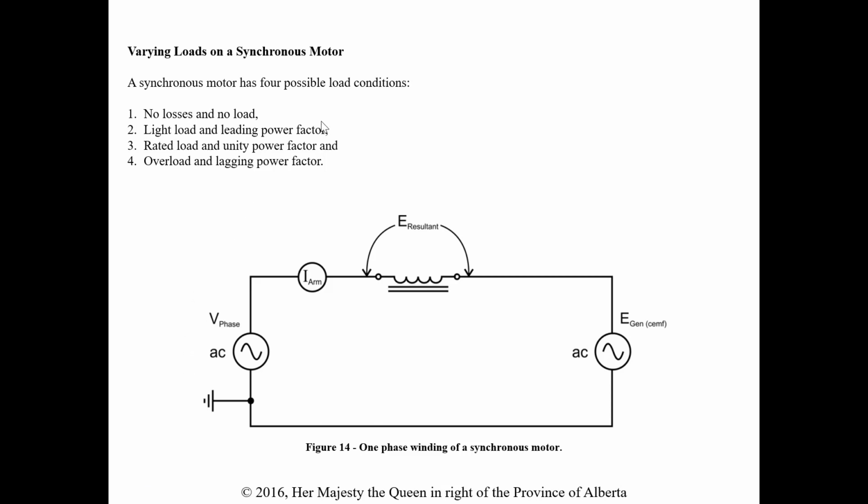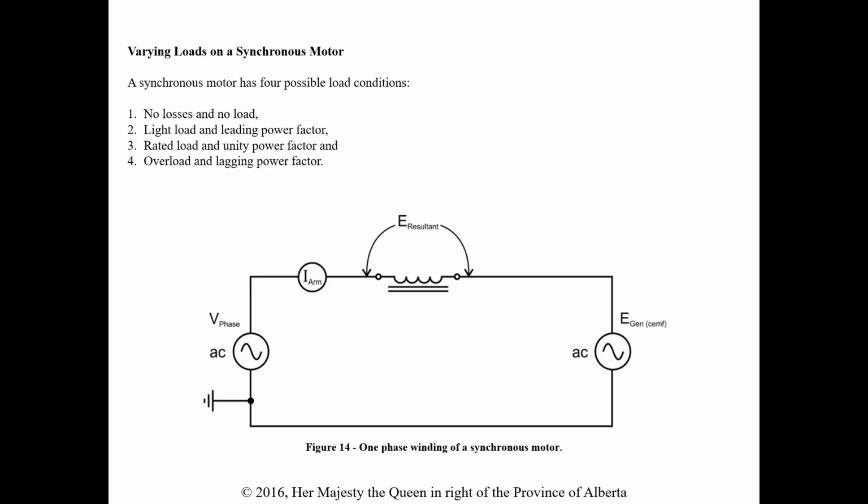So the different conditions we're going to look at are no losses and no load. And again, no losses would be a fictional scenario because there's always losses, but we'll talk about ideally what would it look like. Light load and leading power factor, rated load and unity power factor, and then overload with a lagging power factor. Again, just so that we have a concept here, these motors would never be operated at a lagging power factor. They would either be at unity or leading.